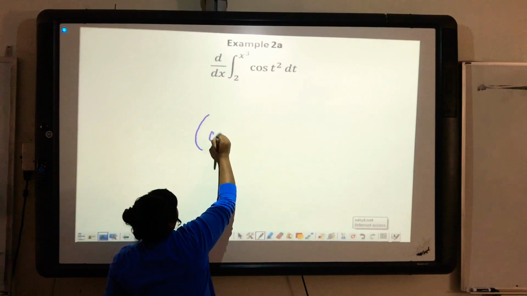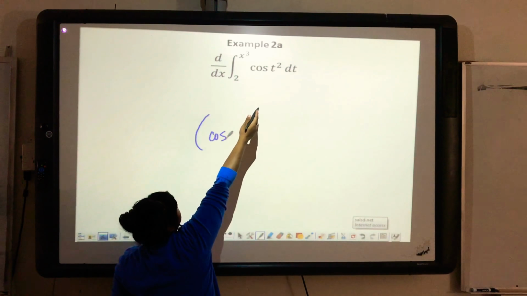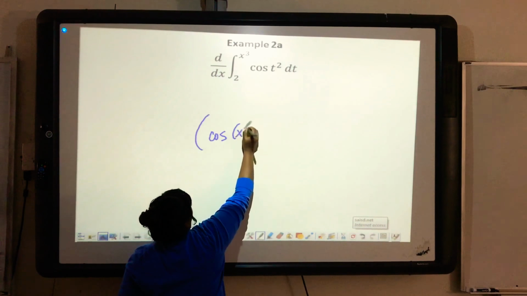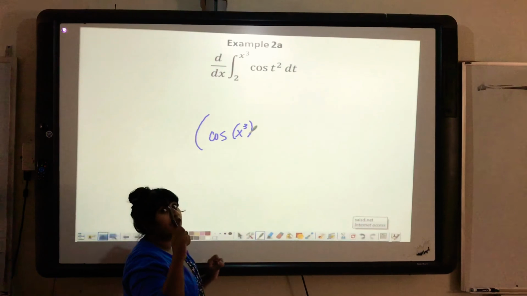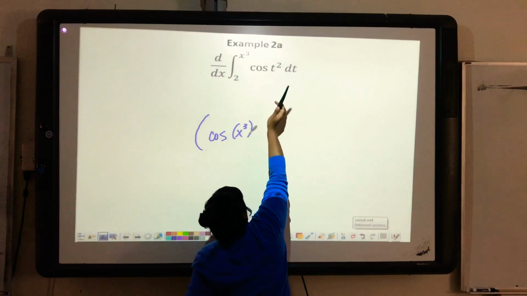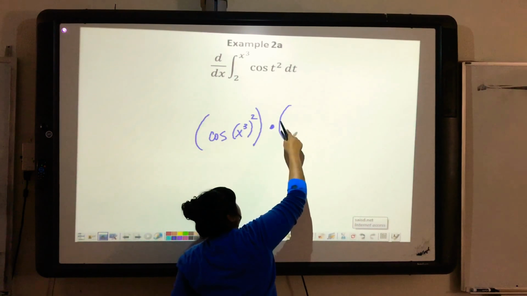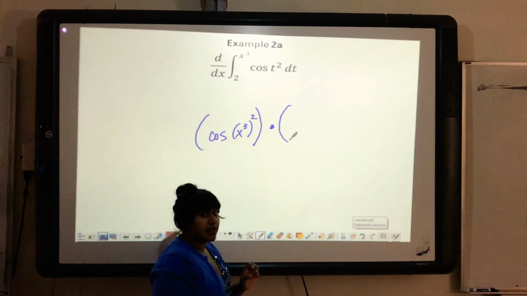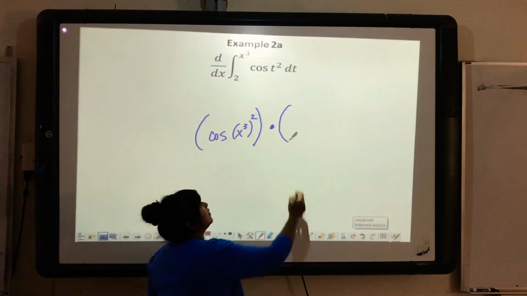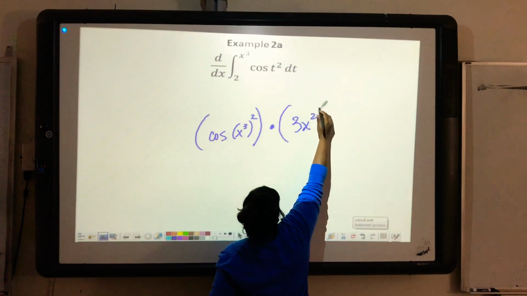So this is going to become cosine. Every time I see t, I'm going to put x cubed. So x cubed, but I cannot forget this squared right here. So x cubed squared times the derivative of B. My B is x cubed, so the derivative of that is just 3x squared.